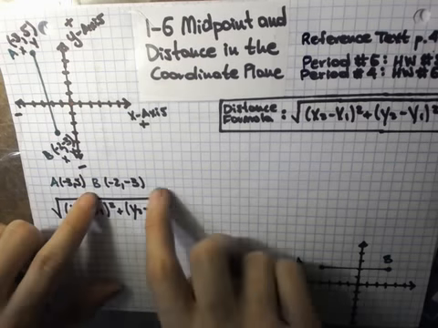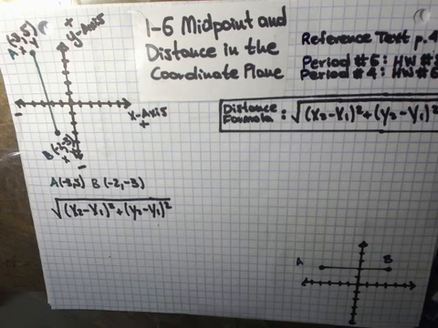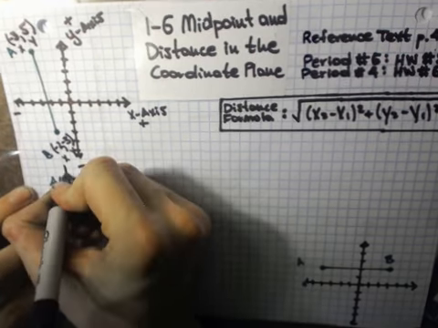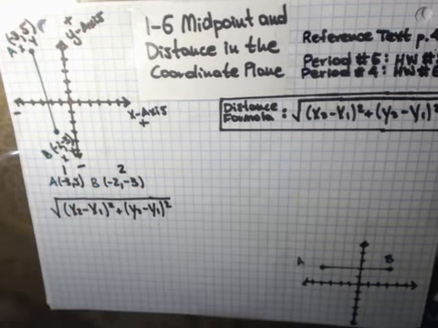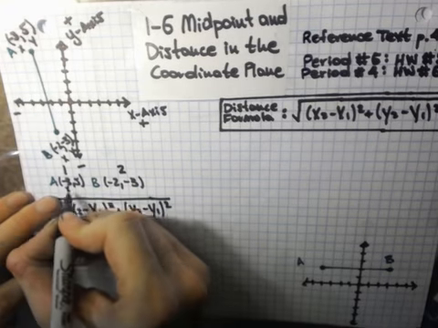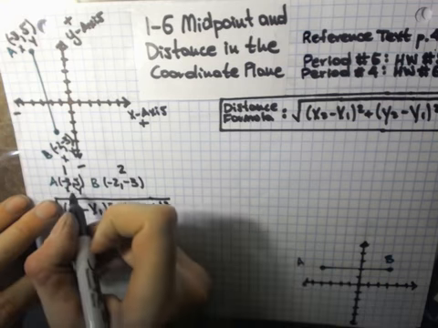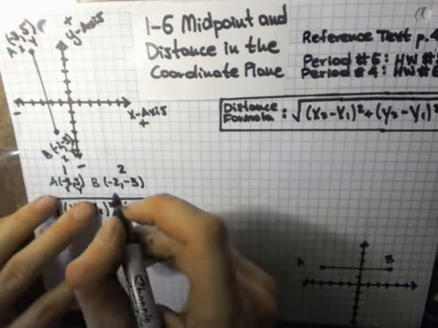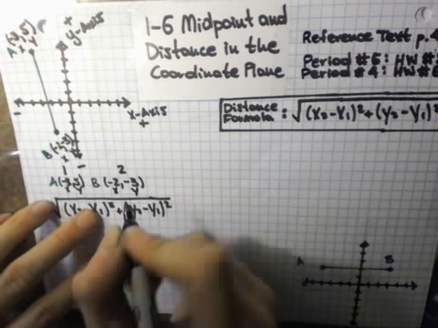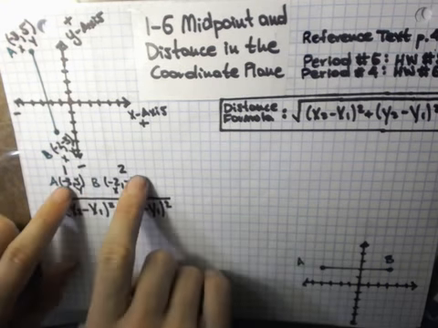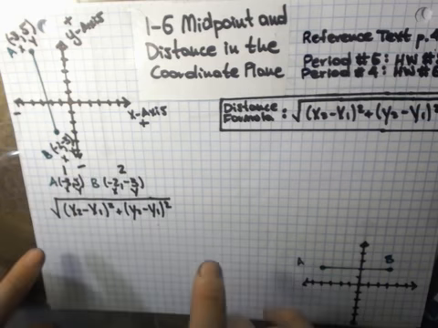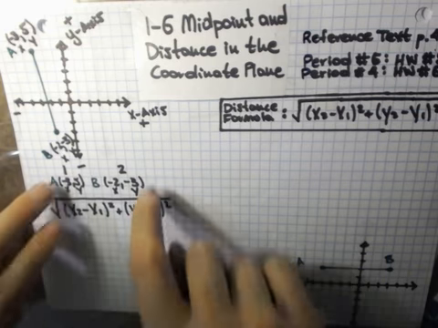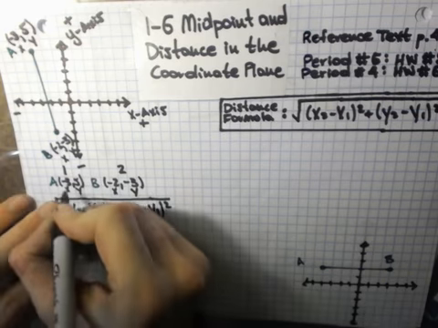We have 2 points here, so we have to call one point 1 and one point 2. It doesn't matter which one. I'm just going to call A point 1 and B point 2. The x value before the comma is x, and the number after is y. Like I said, it doesn't matter which one you choose; you'll end up with the same answer if you plug it into this formula. So this is my first point.